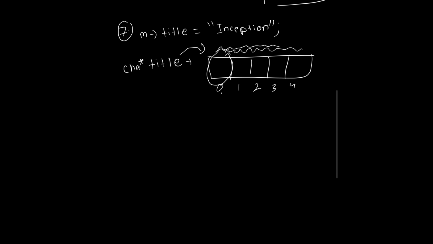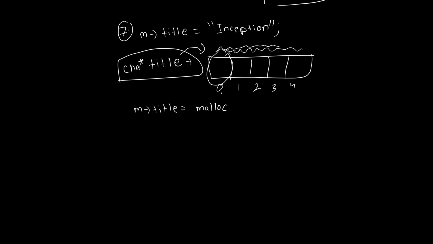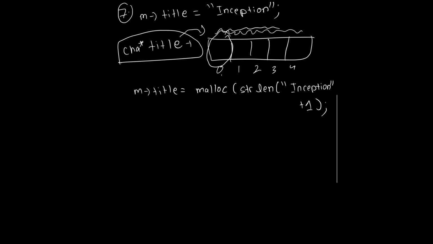So that makes sense, right? So what we need to do is allocate space for this part. So we can just say m arrow title equals malloc, string length strlen of inception, and I'm going to do plus one because we want to leave space for the null terminator, so that way we know when the string ends, right? So this is the issue and this is the solution.